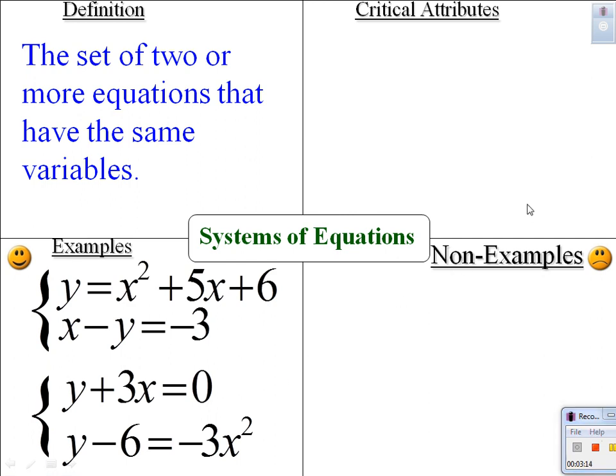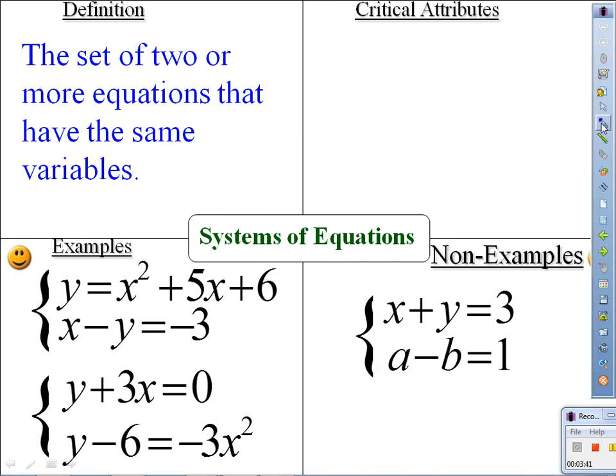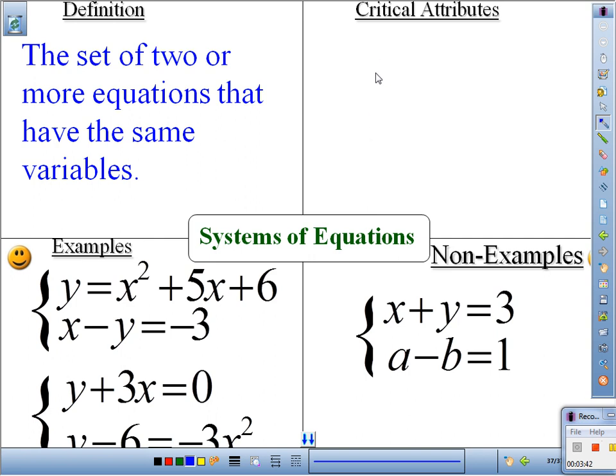All right. Non-examples. Tell your neighbor why that's not a system of equations. Be nice. Yeah, Chance said they don't have the same variables. That is correct. X and Y, A and B. All right? So think about what makes a system of equations. Write a couple of hashtags. Share one with your neighbor, please.